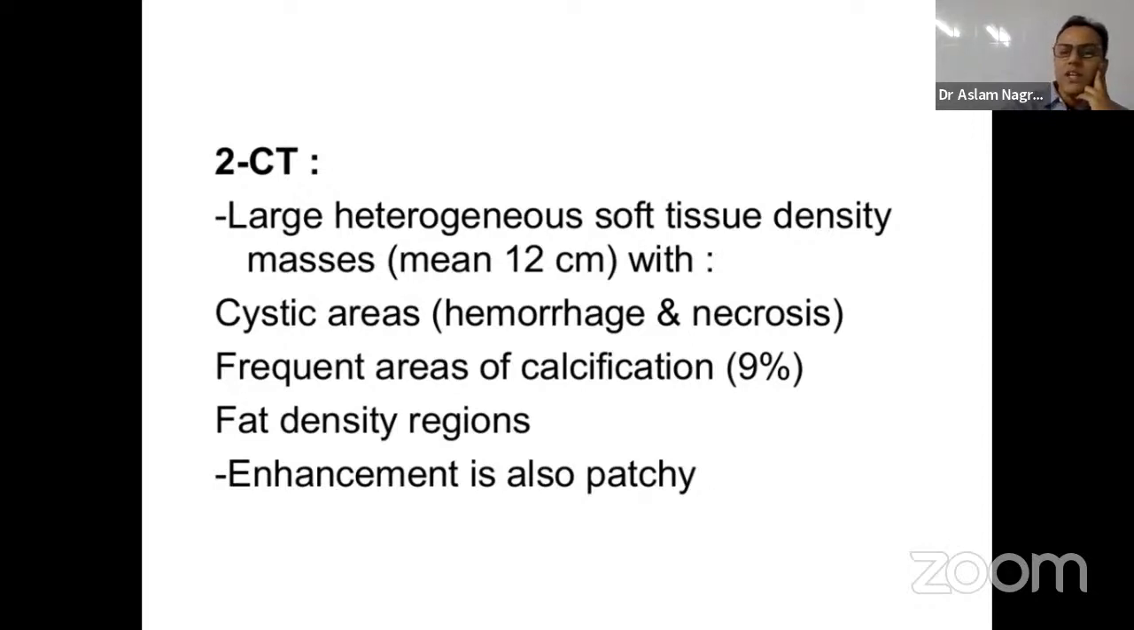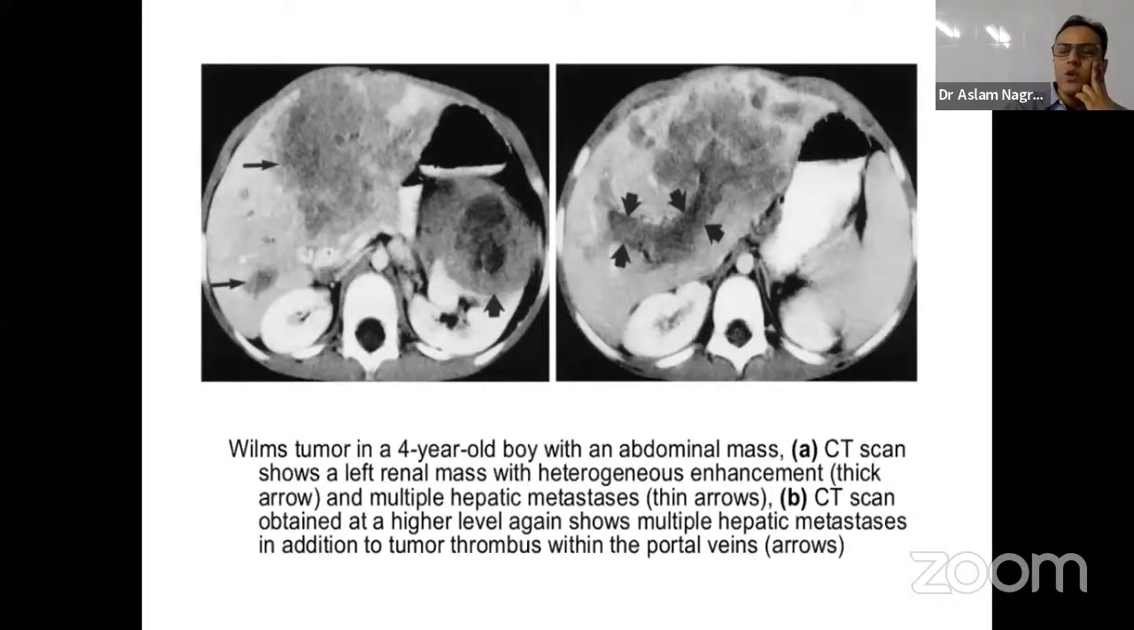There are frequent areas of calcification. There are areas of fat density region. And enhancement is also patchy. So this image shows the Wilms tumor in a four-year-old boy with an abdominal mass. The CT scan shows a left renal mass with heterogeneous enhancement. There are multiple hepatic metastases.